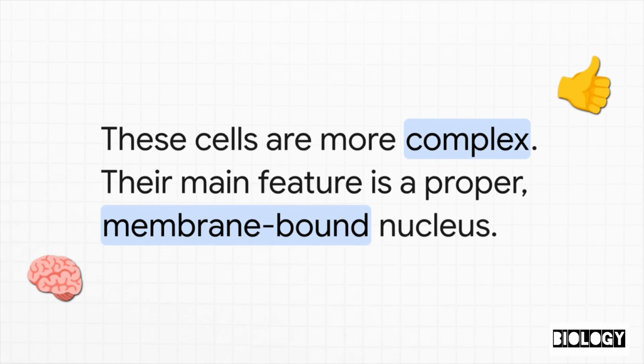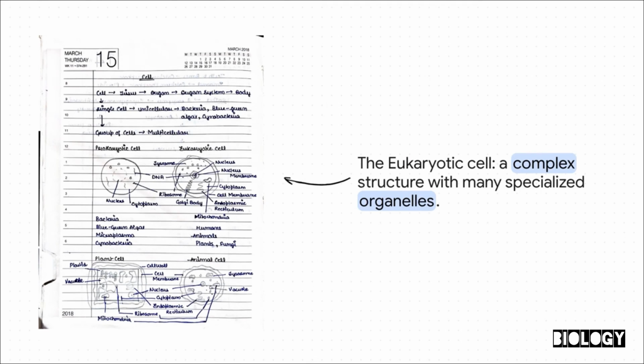Now let's check out the other type, eukaryotic cells. So if prokaryotic cells were simple, eukaryotic cells are complex. Their main feature is that they have a proper, membrane-bound nucleus that holds all the genetic material safely inside. This extra protection is what allows for more complex life forms to develop. Wow, now look at the difference here. There is so much going on inside this cell.